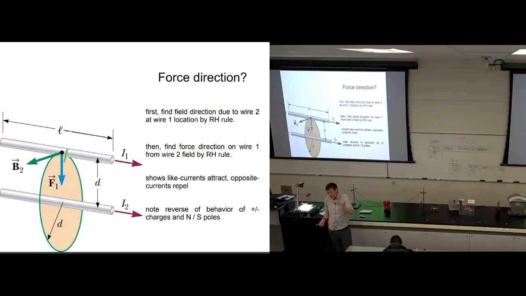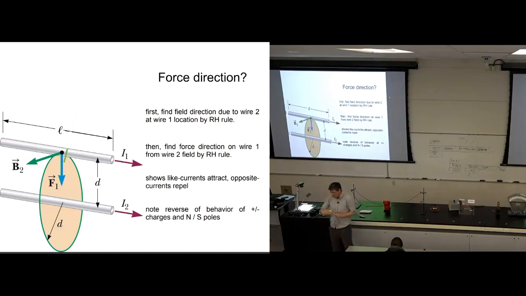We got the field for wire number 2 at the location of wire number 1 is out of the screen. It's out of the overhead. So given that field direction out of the screen, and given the fact that the current in wire number 1 is heading towards the right, what is the direction of the force on wire number 1? So it is a current carrying wire, it is in a magnetic field. What is the direction of the force? This is the right hand rule from the last class.